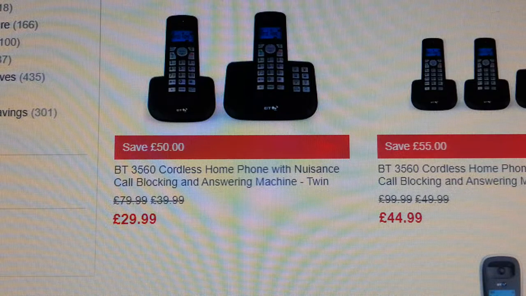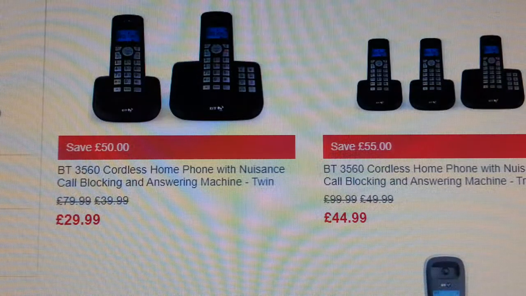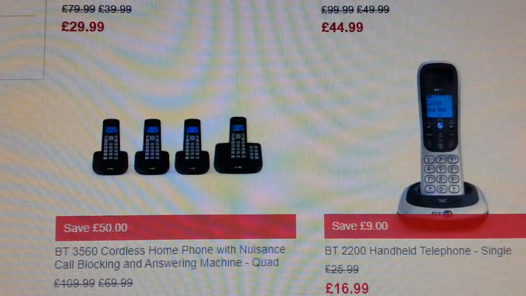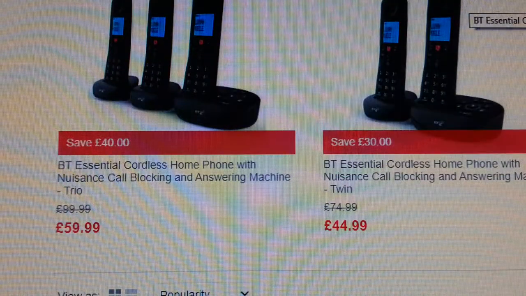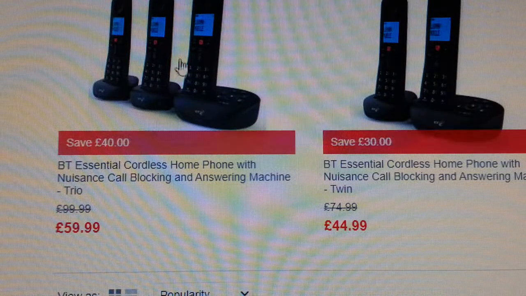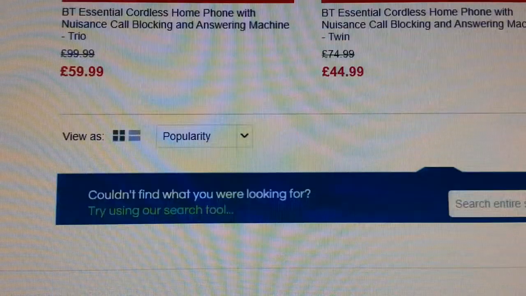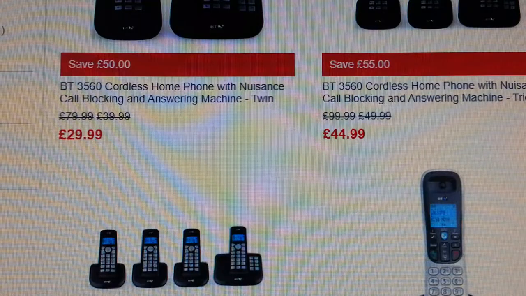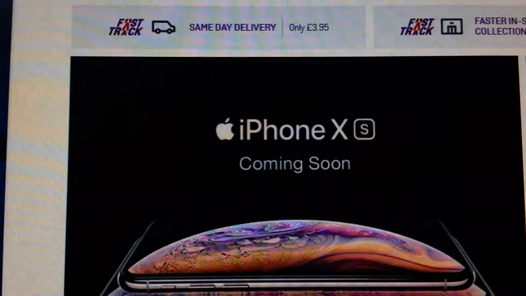Now this is Robert Dyas. Look, you say 50 quid here, BT3560, $29.99. That's how much they're selling it for. So all you need to do, look, all these phones are knocked down. Look at them. There is the BT Essential Cordless phone, a trio, $99.99 knocked down to $59.99. Look at that. All good. All you need to know is where to look.